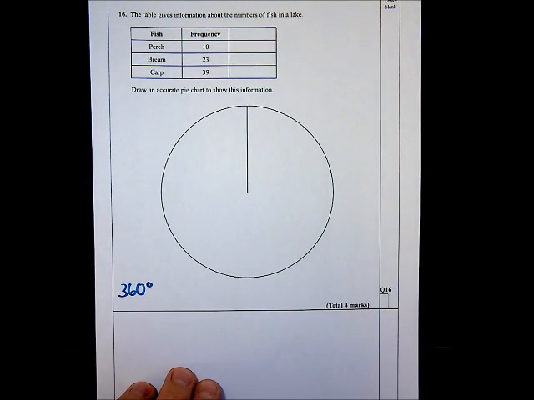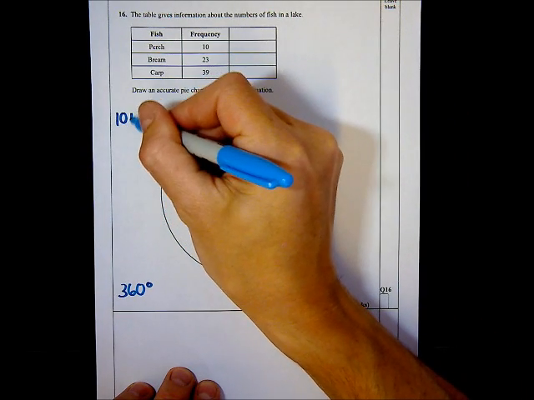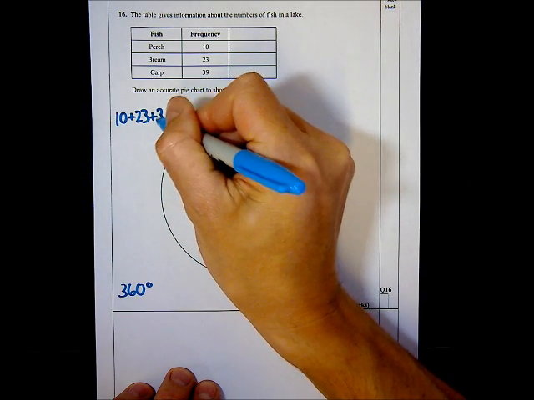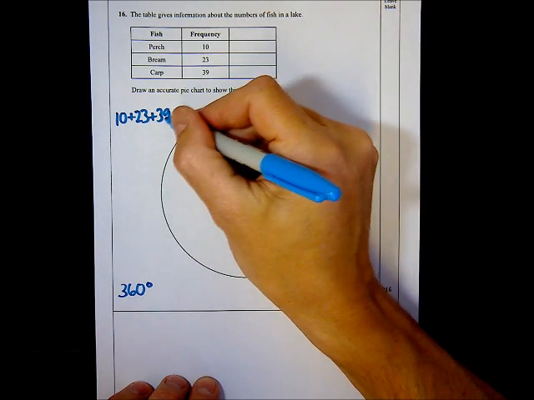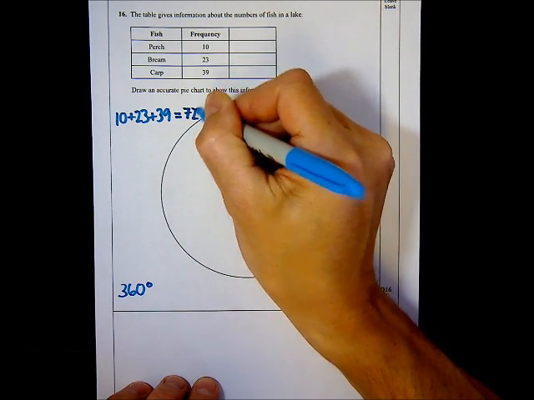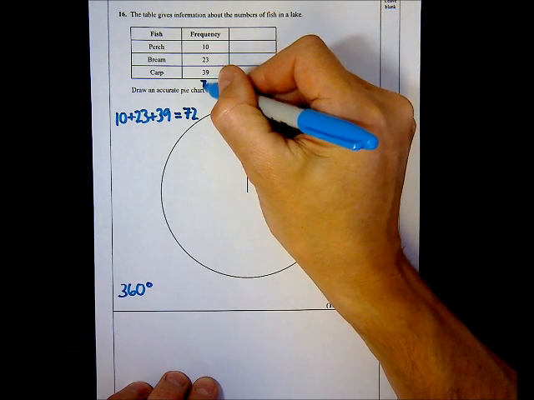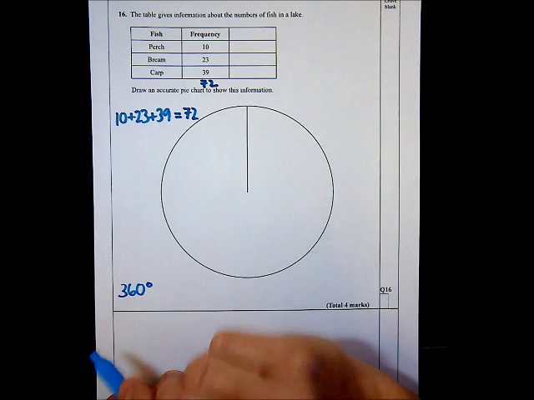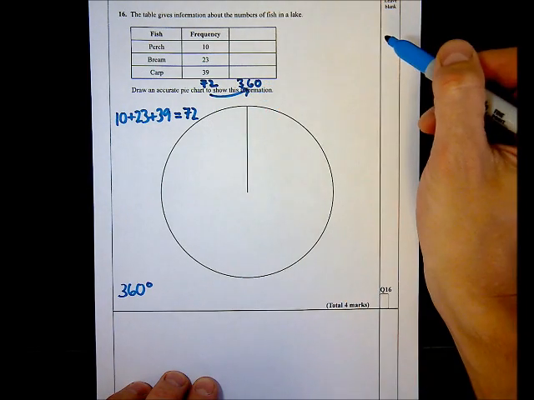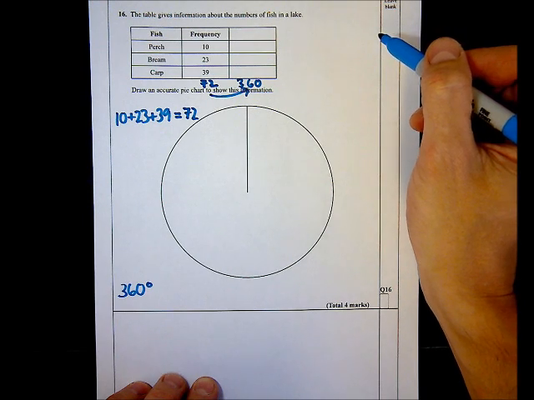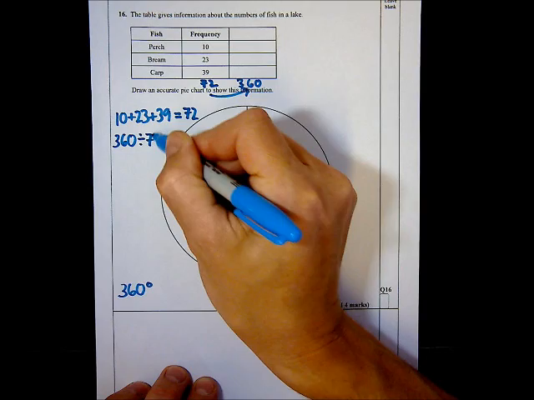Now I can see that if I add up 10, 23, and 39, I'm going to get 33, and add 39, I'm going to get 72. And that is not 360 degrees. So what I need to do is find out how much I need to multiply the 72 by to take me up to 360 degrees. And the easiest way of doing that is to do 360 divided by 72.